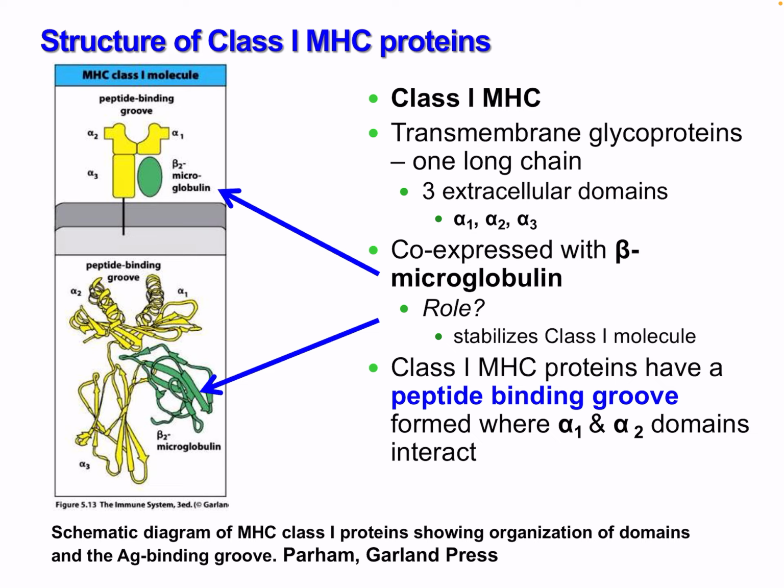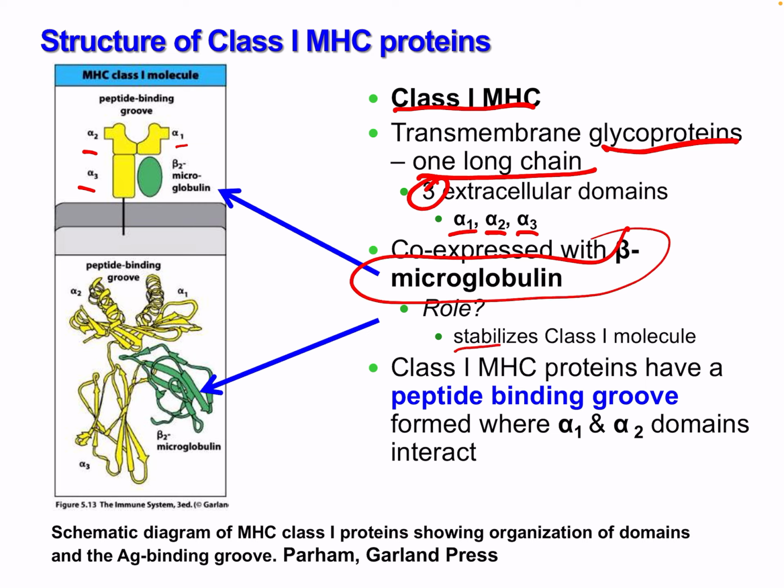So class 1 is a transmembrane glycoprotein with 1 long chain and 3 extracellular domains, alpha 1, alpha 2, and alpha 3. Here we can see 1, 2, 3. And then we have that beta 2 microglobulin again, which is very important in stabilizing the class 1 molecule. It has a peptide binding groove. And then here's the more detailed figure. You see the structure of the proteins. We have a schematic diagram.